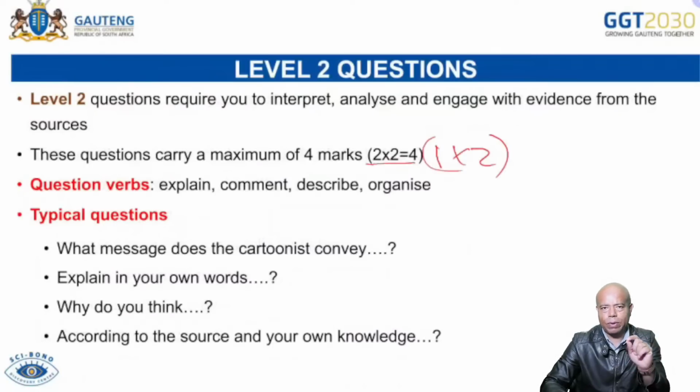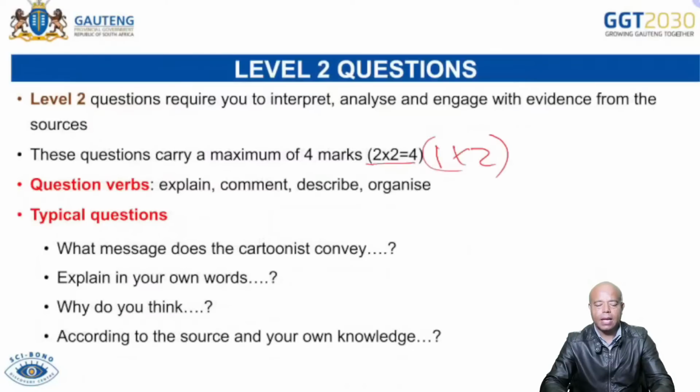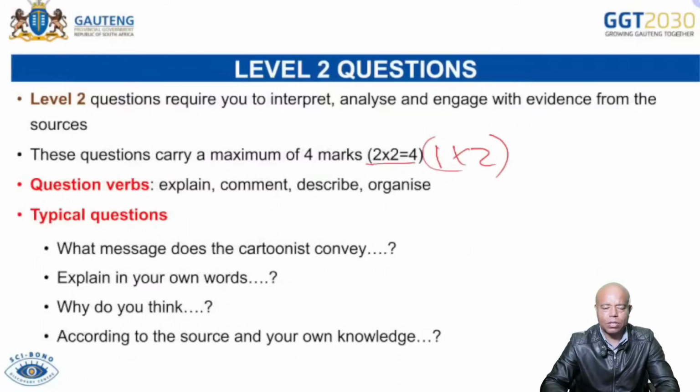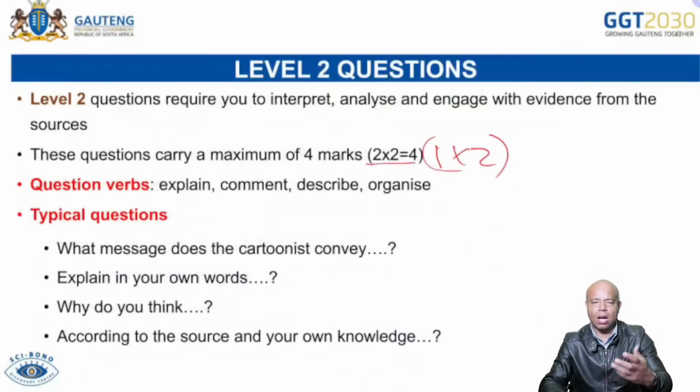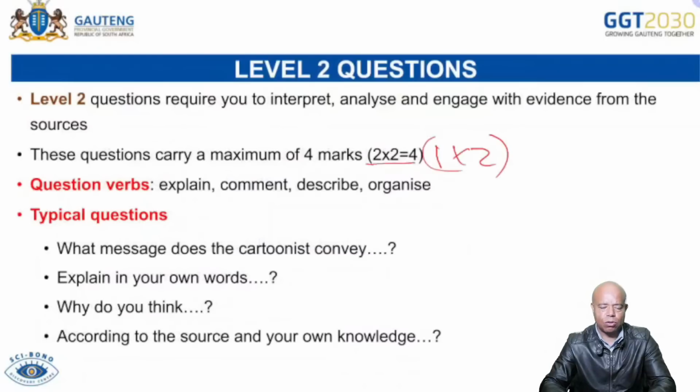Then with level 2 questions, the concepts here will basically be, take note, in context of the topic that you are dealing with. Like for instance, if it's question 1, it will say in context of the origin of the Cold War basically. Then what are the question verbs? The question verbs are explain, comment, describe, organize basically. Now remember learners, this is actually just helping us with how we should answer the source-based questions basically.